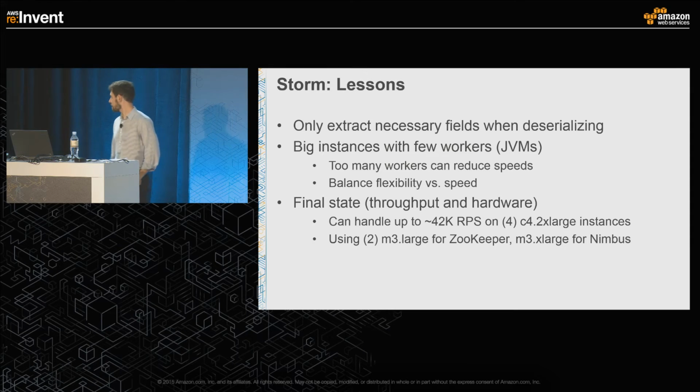And then lastly, in our final state with our current topology, we can handle 42,000 records per second. That's with 4 C4 2XLarge instances as our supervisors, and then we're using 2 M3 Larges for our Zookeepers, and an M3 XLarge for our combination Nimbus and Zookeeper machine. It's pretty typical to have those running on one machine. There's no reason why they can't.